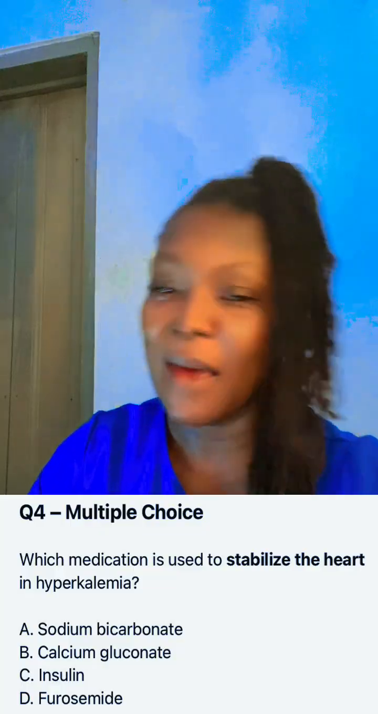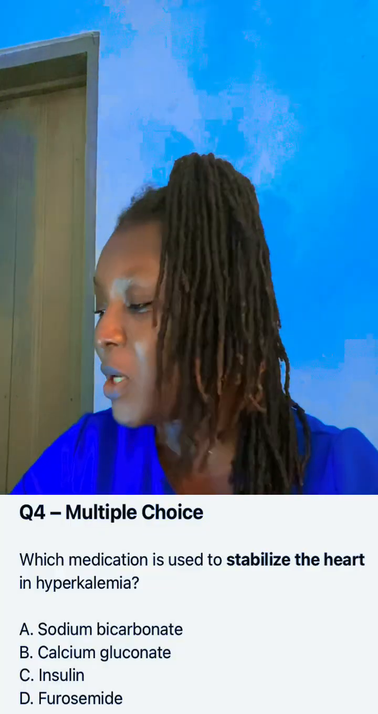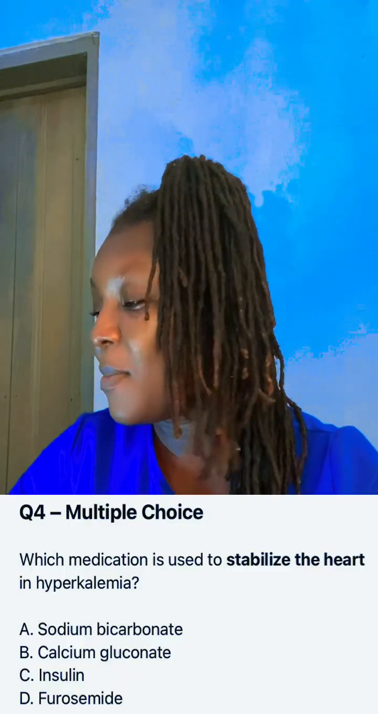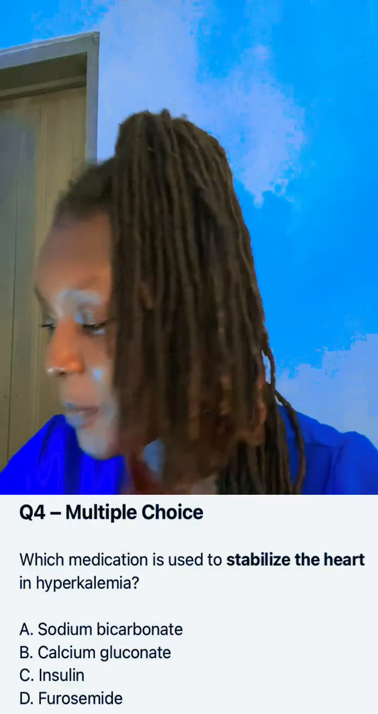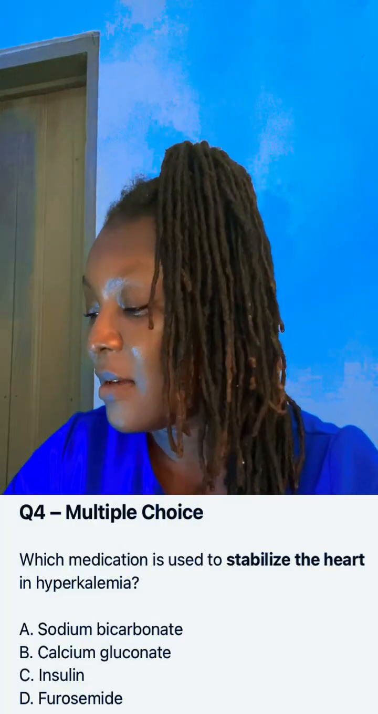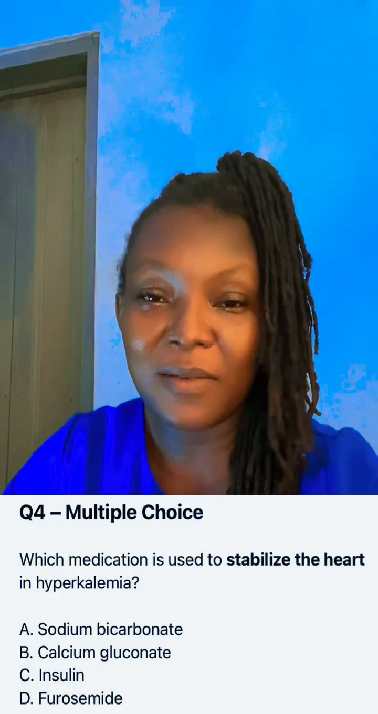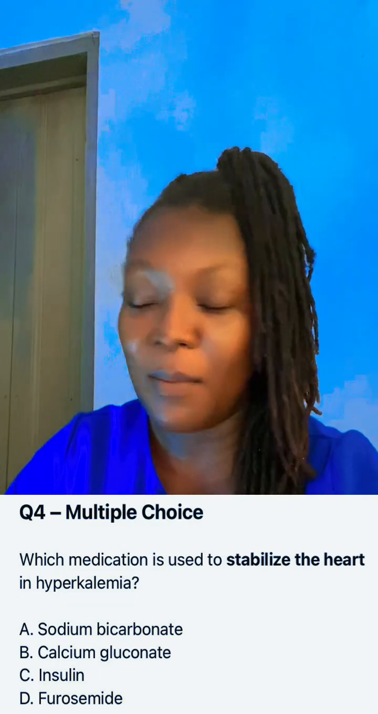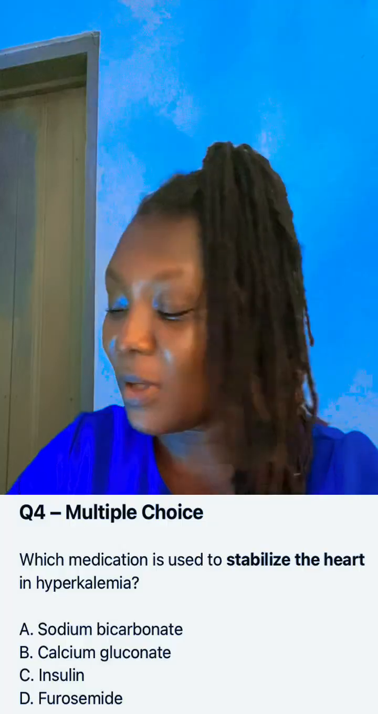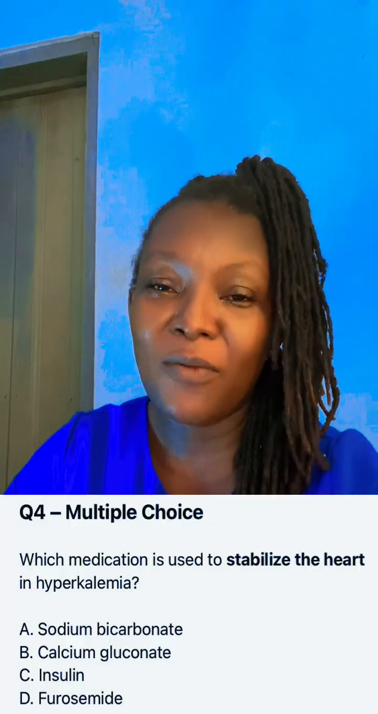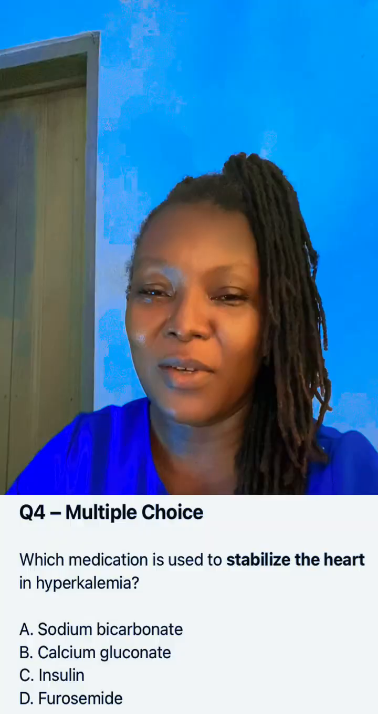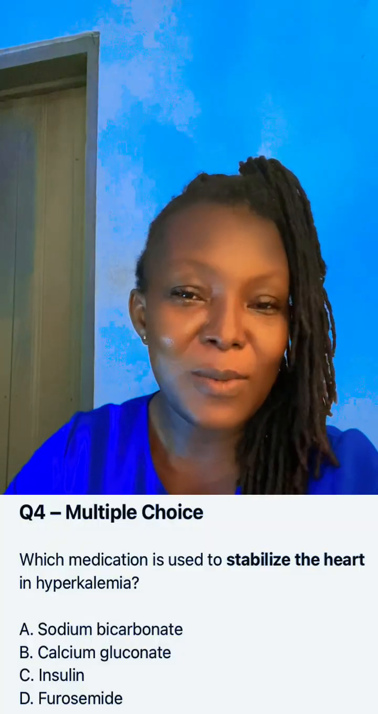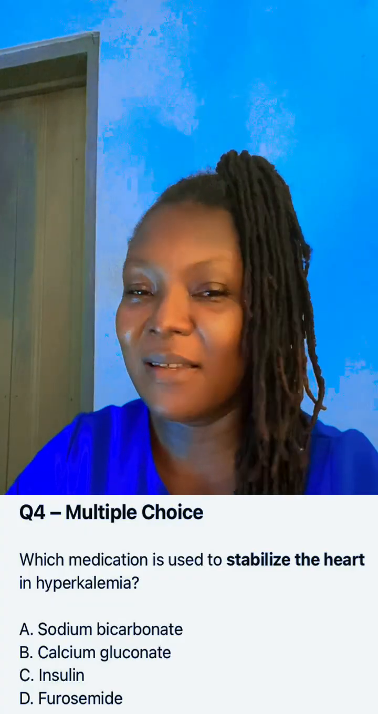Which medication is used to stabilize the heart in hyperkalemia? Let's see. A is sodium bicarbonate. B is calcium gluconate. C is insulin, and D is furosemide. Which of these is used to stabilize the heart in hyperkalemia? Now, the question you should be asking yourself is, can you use all these medications in the treatment of hyperkalemia? And the big answer is yes.